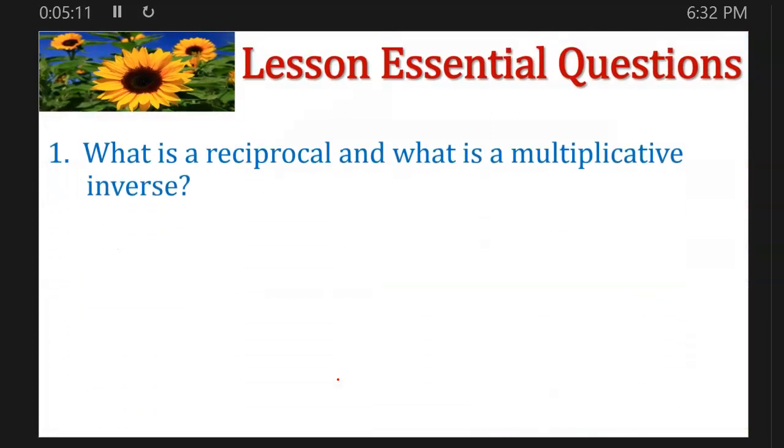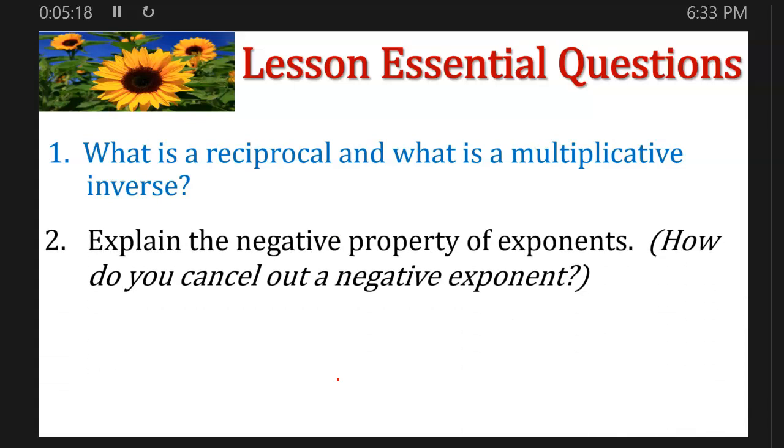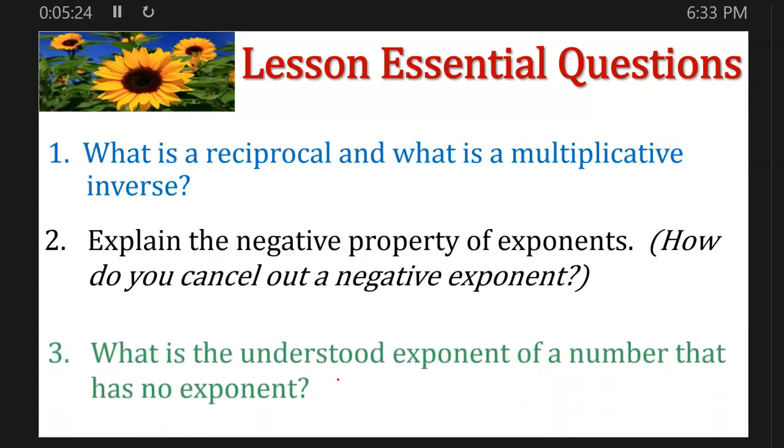Lesson essential questions. The first one is, what is a reciprocal and what is a multiplicative inverse? Explain the negative property of exponents. How do you cancel out a negative exponent? And then what is the understood exponent of a number that has no exponent?